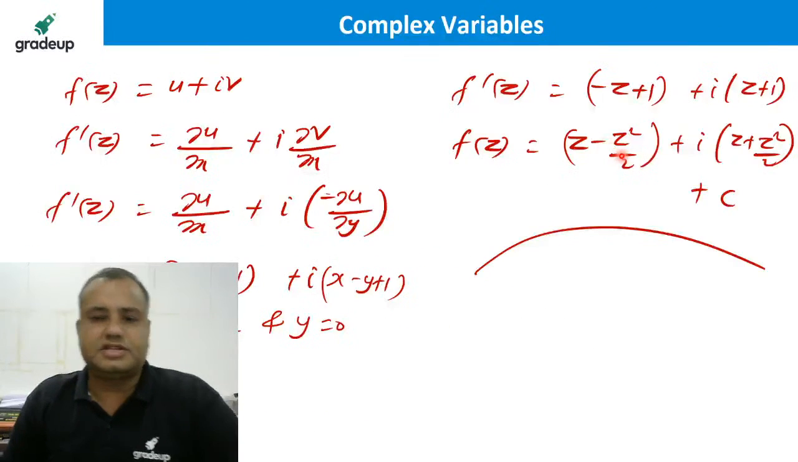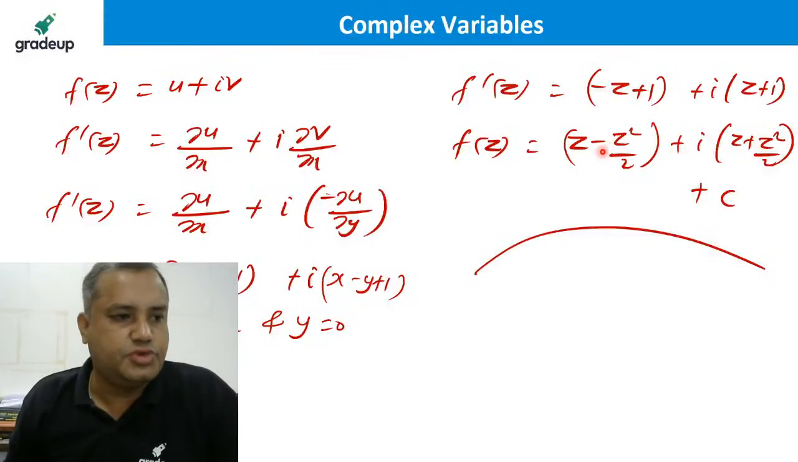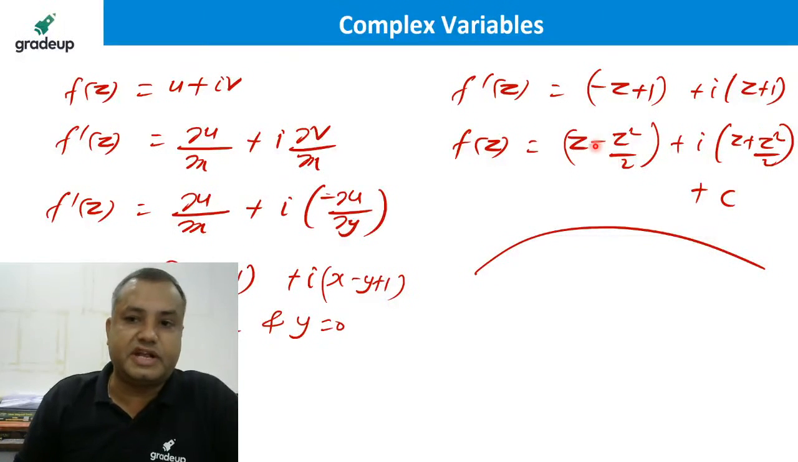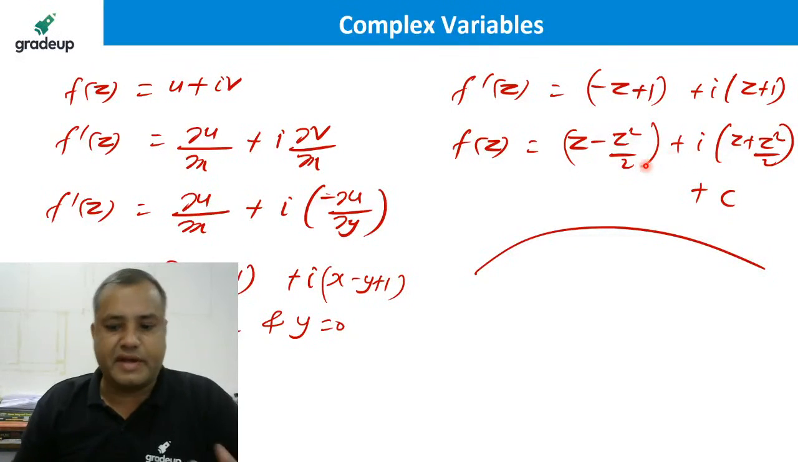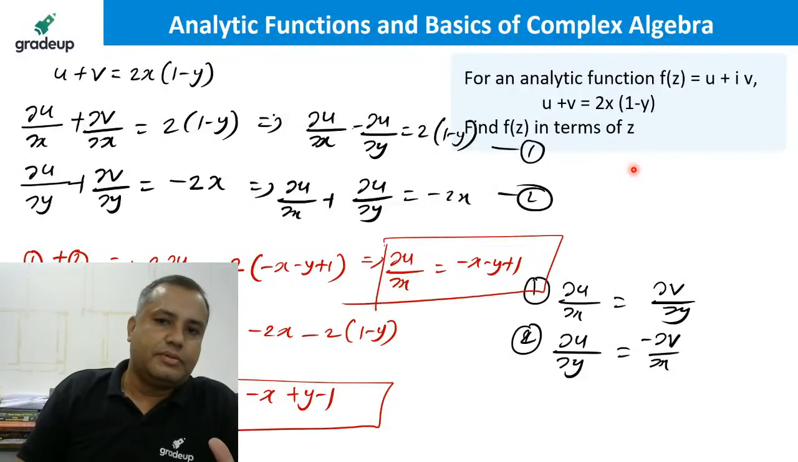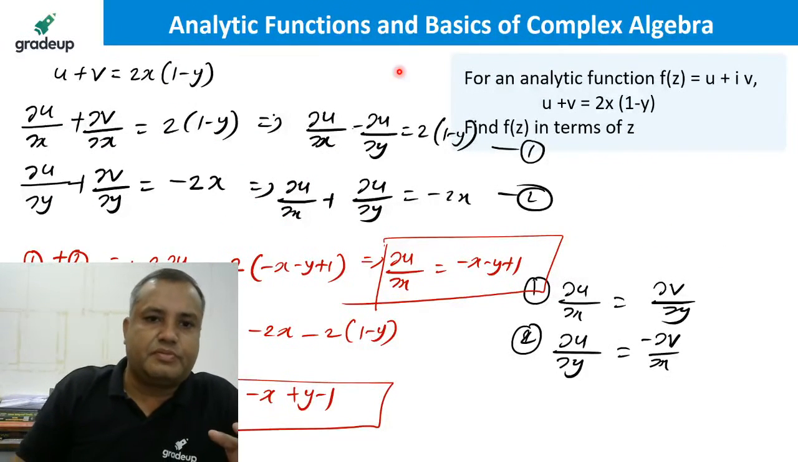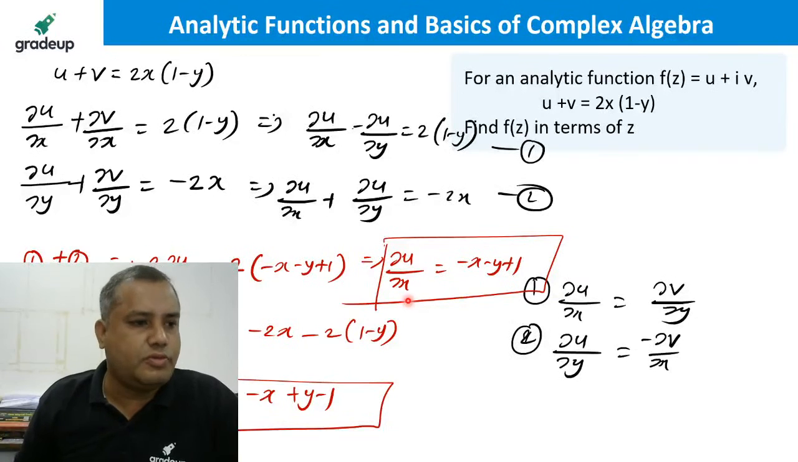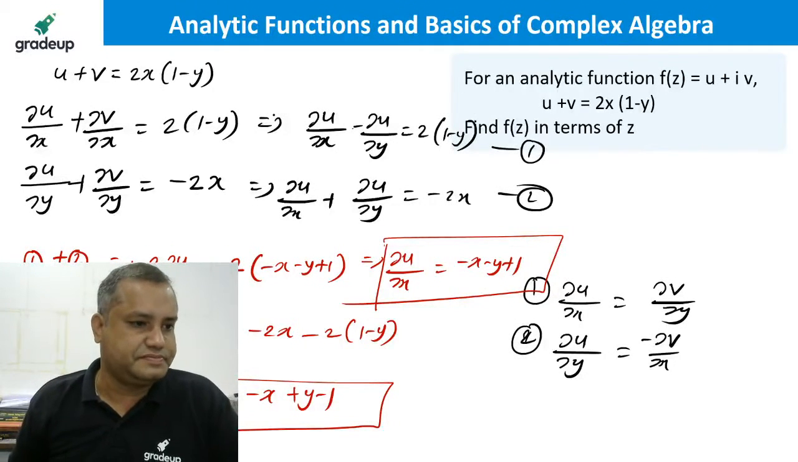Now in this question, if they would have asked for u and v, in that case you have to put z equal to x plus iy and separate the real and imaginary part. So this problem is a little bit lengthy because initially you have to work out del u by del x and del u by del y.